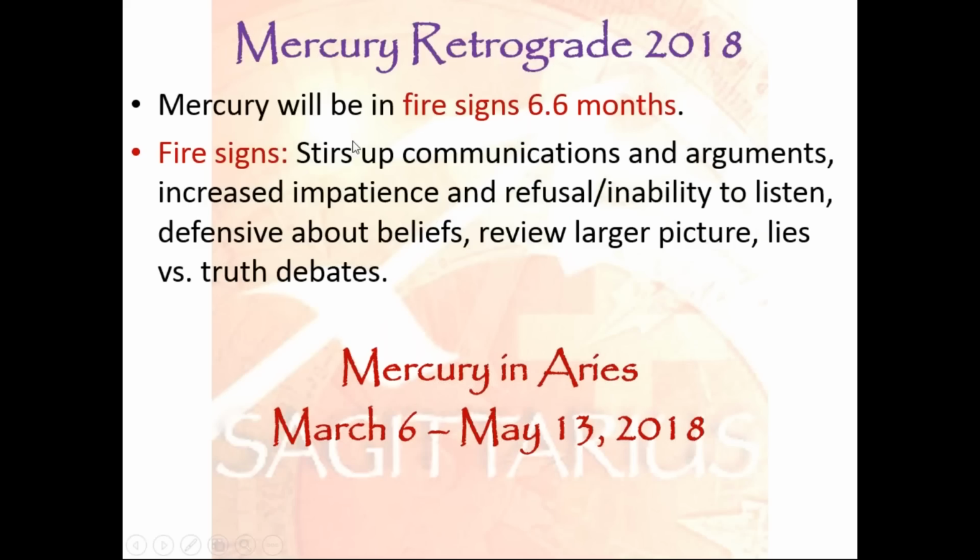So remember I said Mercury fire signs, 6.5 months. The fire signs, they want to stir up the communications and the arguments. They decrease patience, especially here with Aries, a refusal or inability to listen. Sag, we get defensive about beliefs. It's a time period to review the larger picture. It's also a time period to review lies versus truth debates.